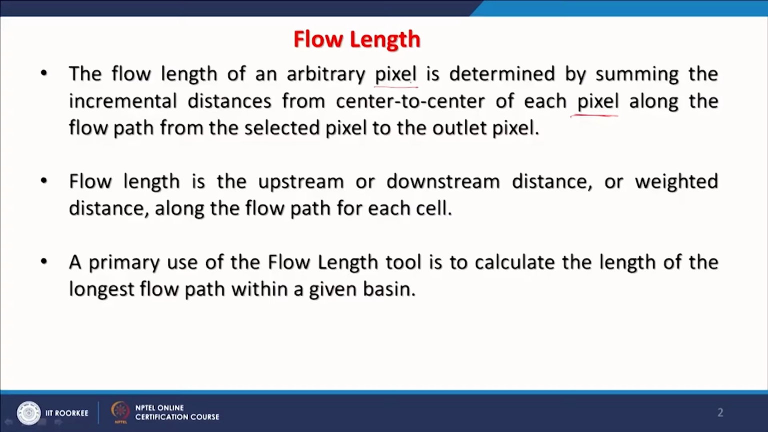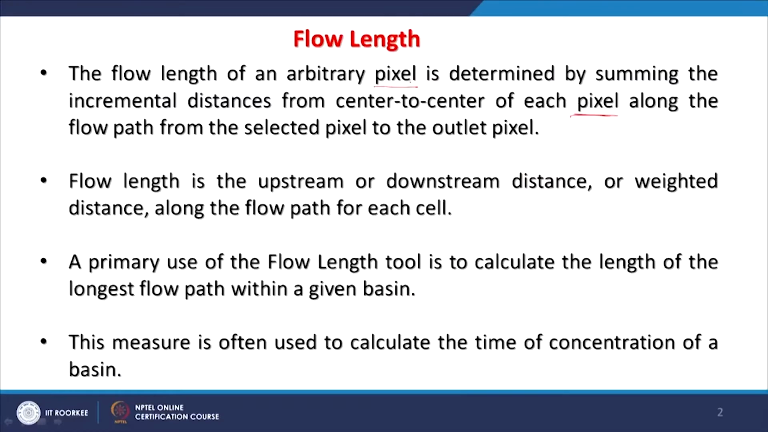Flow length is the upstream or downstream distance or weighted distance along the flow path for each cell. And the primary use of this flow length tool is to calculate the length of the longest flow path within a given basin, because this is very helpful while doing the modeling for the flood. How much time water will take to reach the outlet or any other location within a basin will depend on the flow length, how much distance it has to travel.